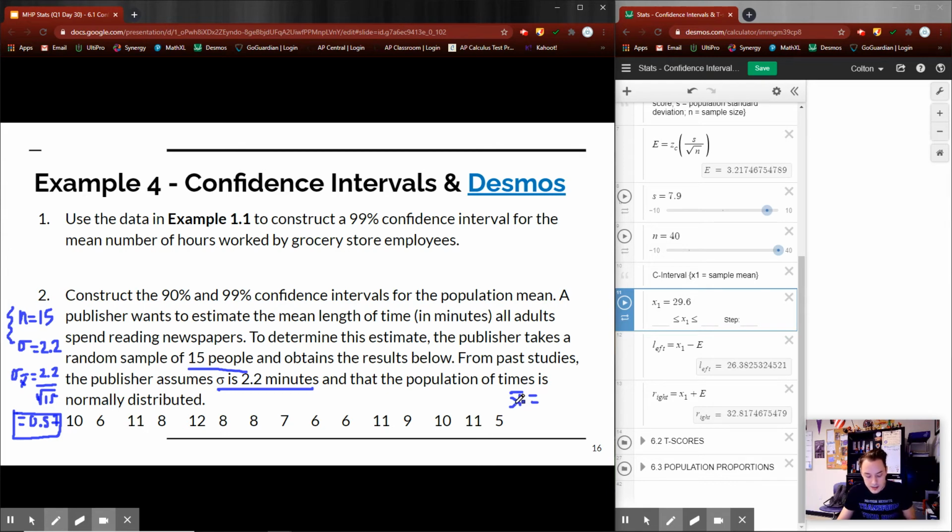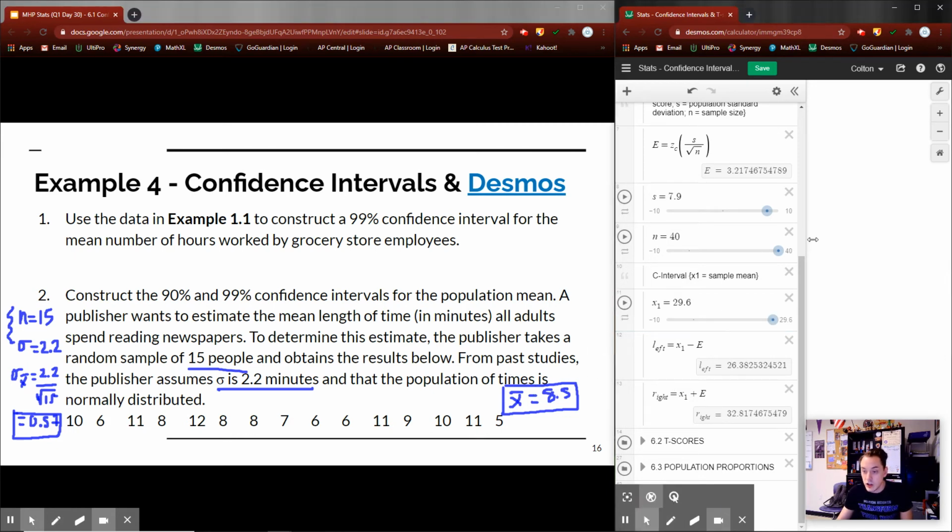What you should get is that your x-bar is 8.5. When you add up all the numbers and divide by the number of numbers, you should get 8.5. Now, there will be 15 people. These are 15 numbers. So add them all up, divide by 15, you'll get 8.5. Now that I have all of this information, I'm going to go over here and start doing my confidence level. Okay? So let's scroll all the way back up.